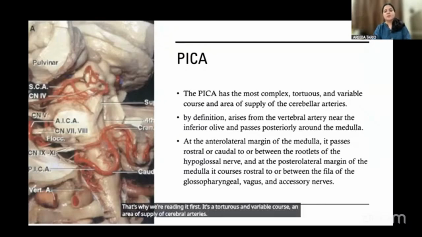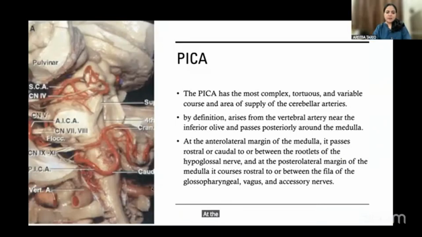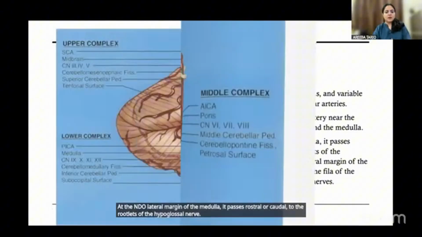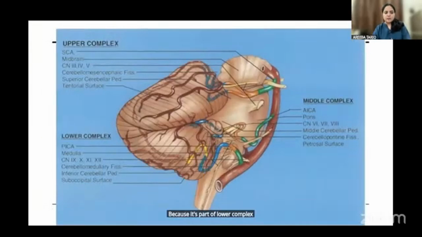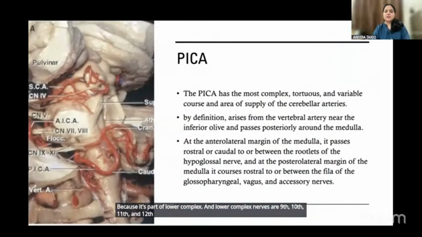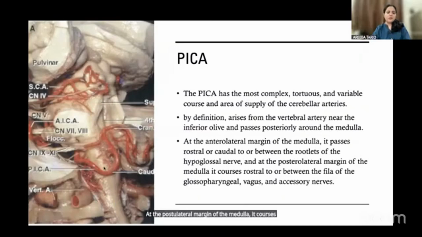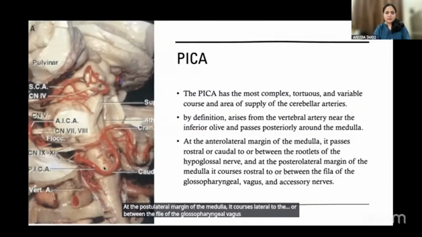It basically arises from the vertebral artery near the inferior olive and passes posteriorly around the medulla. At the anterolateral margin of the medulla, it passes rostral or caudal to the rootlets of the hypoglossal nerve, because it's part of the lower complex, and lower complex nerves are 9th, 10th, 11th, and 12th. So it passes between the rootlets of the hypoglossal nerve at the posterolateral margin of the medulla. It courses lateral to or between the filaments of the glossopharyngeal, vagus, and spinal accessory nerves.